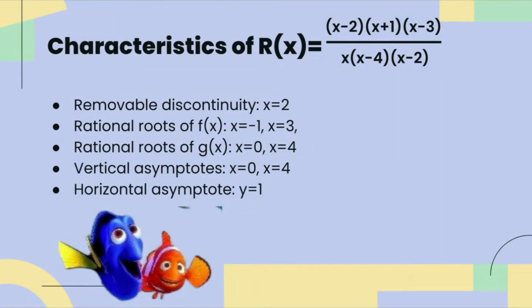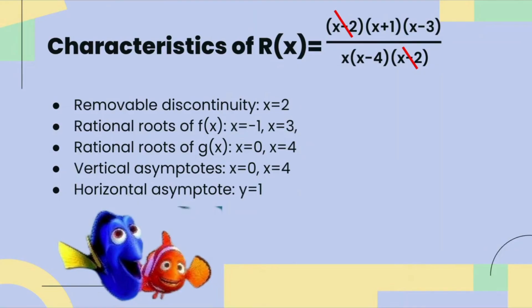Seeing that there's x minus 2 on the numerator and denominator, we can cancel those out, meaning that there's a removable discontinuity or hole in the graph at x equals 2. After canceling those out, we see that the numerator has two rational roots of x equals negative 1 and x equals 3 after setting it equal to 0 and solving for x, and doing the same thing for the denominator, we see it has two rational roots of x equals 0 and x equals 4.